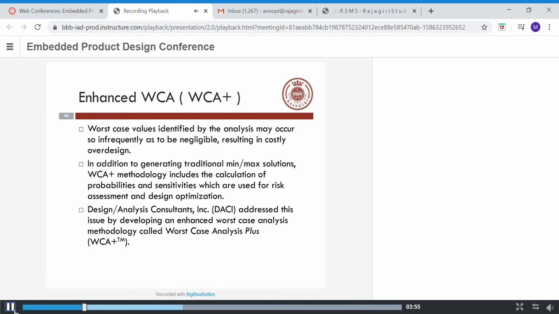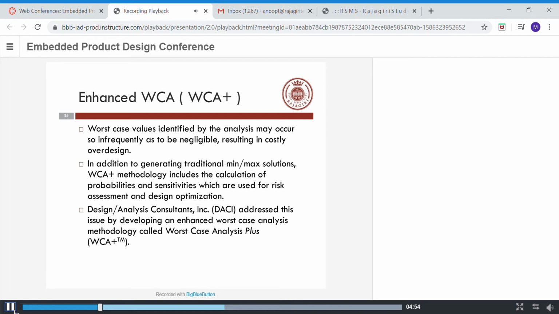So WCA plus gives you that information. In addition to generating the traditional minimum and maximum solutions, the WCA plus methodology includes the calculation of probabilities and sensitivities, which are used for risk assessment and design optimization. So in addition to telling the possibility of going out of the minimum and maximum limits, we also tell about the probability of it. We also tell about the sensitivity of it. We'll see what sensitivity is, but understand that two keywords come into the picture after the minimum maximum solutions by WCA. Based on this analysis, you can have a better risk assessment as well as optimize your design.